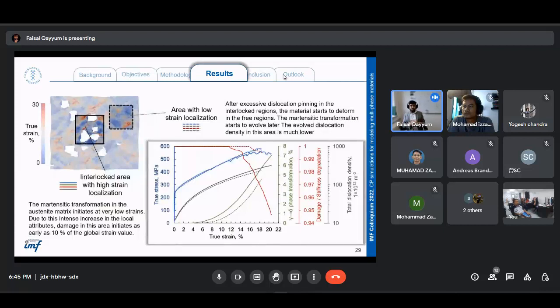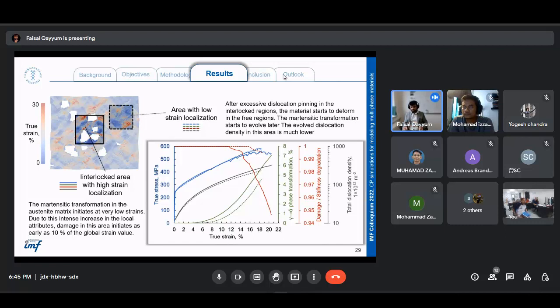Now, the advantage of simulations is that we can also post-process the data in quite some detail and get more information. For example, in this case, what I did was I analyzed and compared the behavior of two areas from the same RVE and looked at how one interlocked region and the other relatively free region behave under the same applied load.